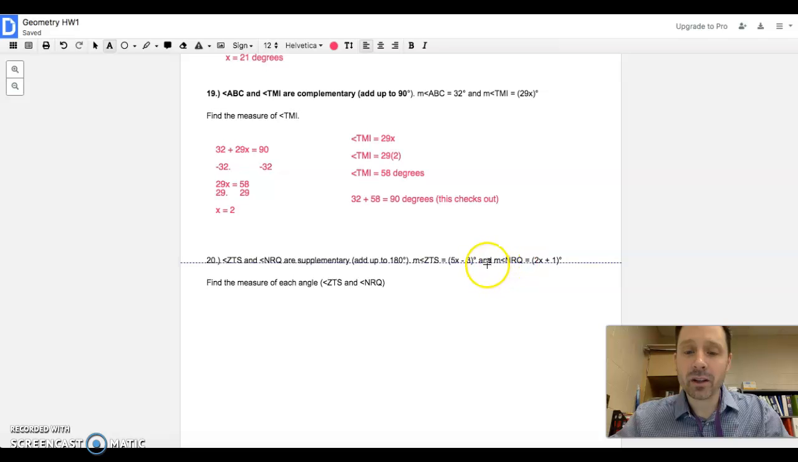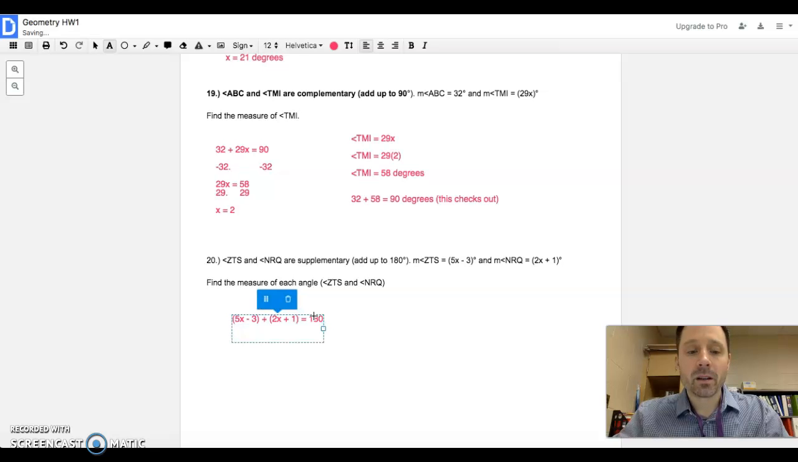and this should tell you to add. And NRQ is 2x plus 1. Find the measure of each angle. So I'm just going to set this one up for you. So it's supplementary, so we're going to take our two expressions that we know, because we don't know any of the angles, but we do know the expression. And it tells me to add 2x plus 1 equals 180 degrees.